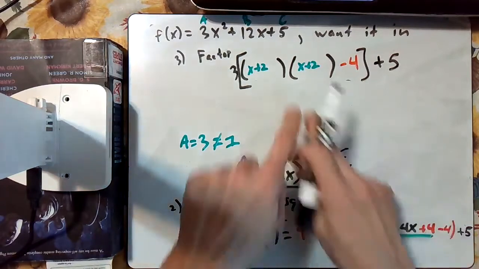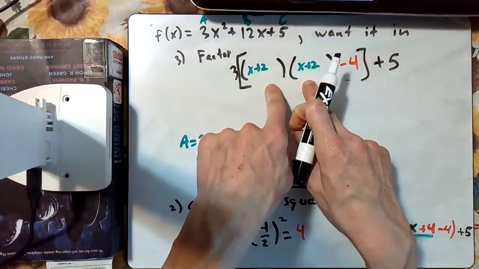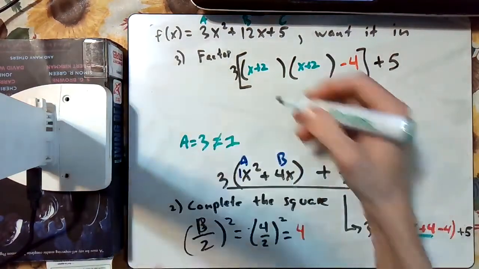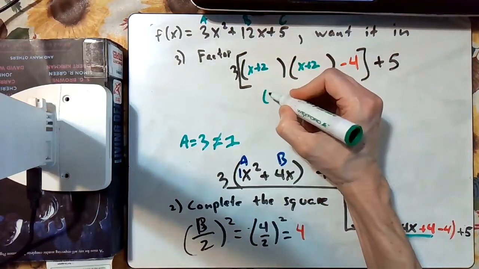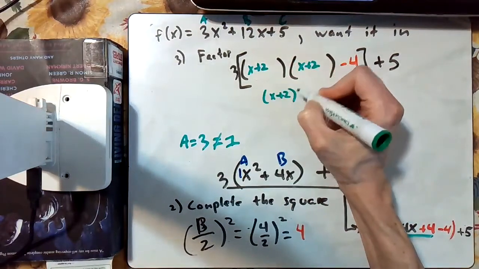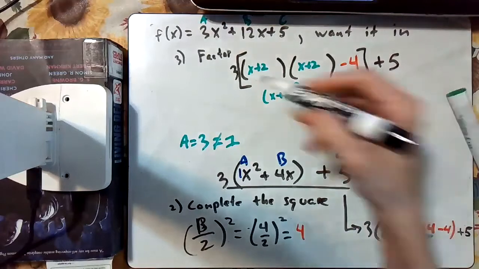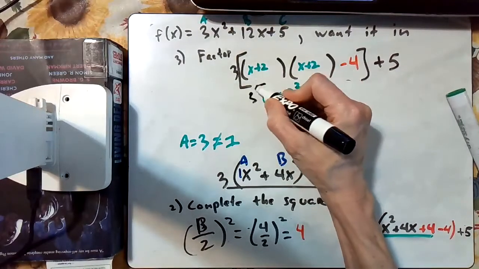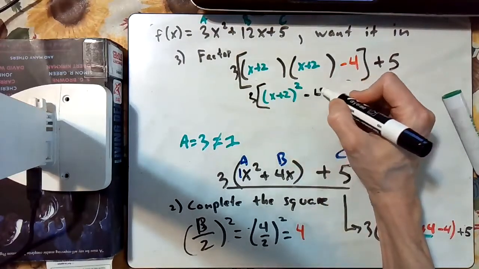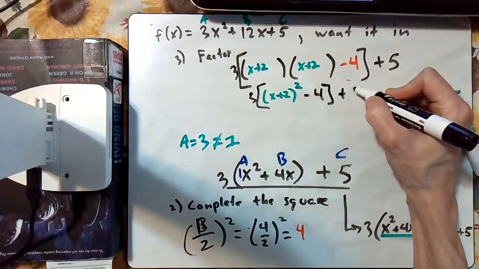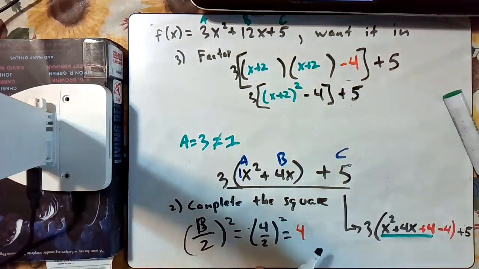Now, since we have two of the same terms being multiplied together, what can we do? Condense them, right? That becomes x plus 2 squared. We still have this 3. I still have this minus 4. And I still have this plus 5. So we're almost there, right?